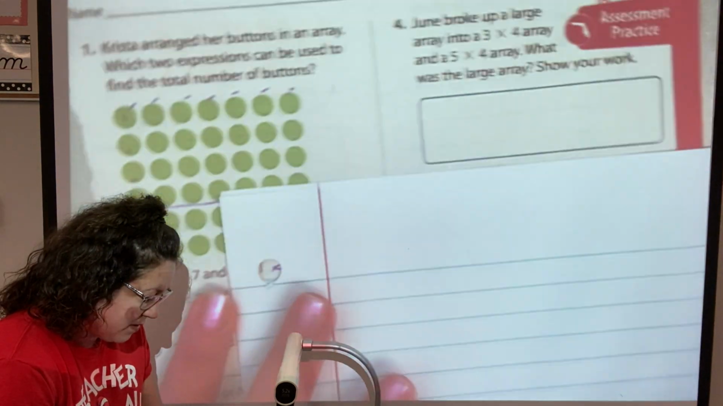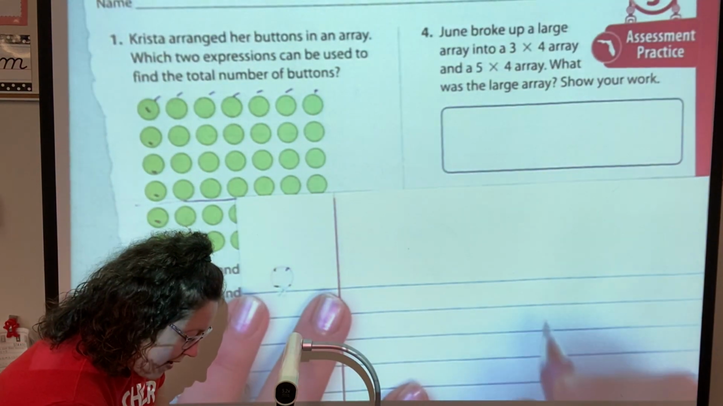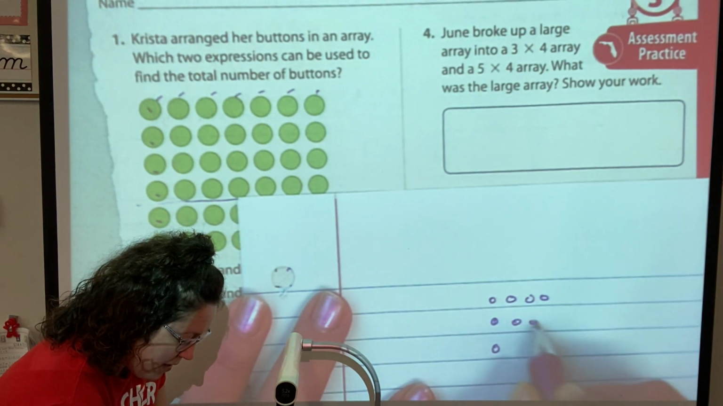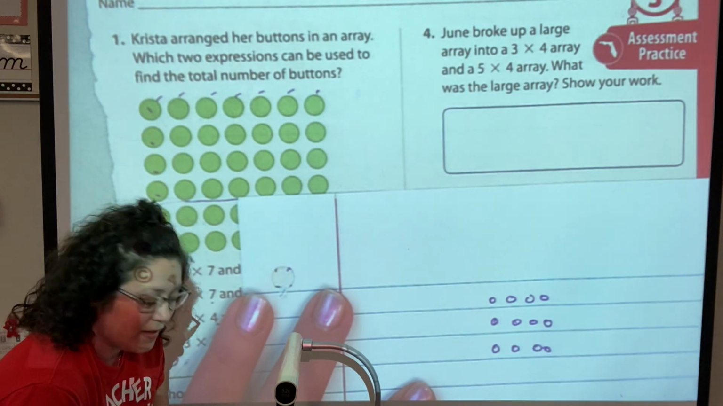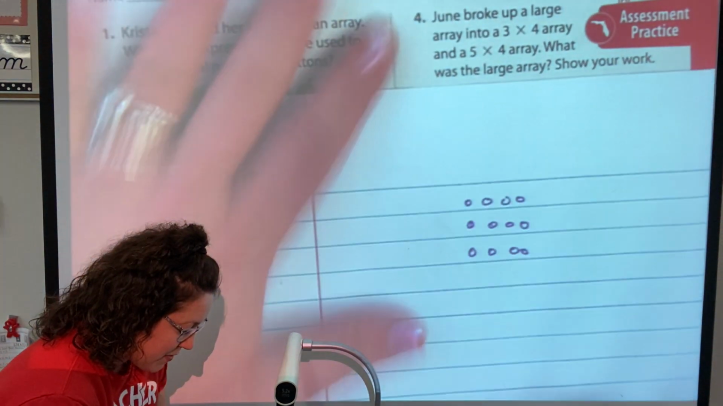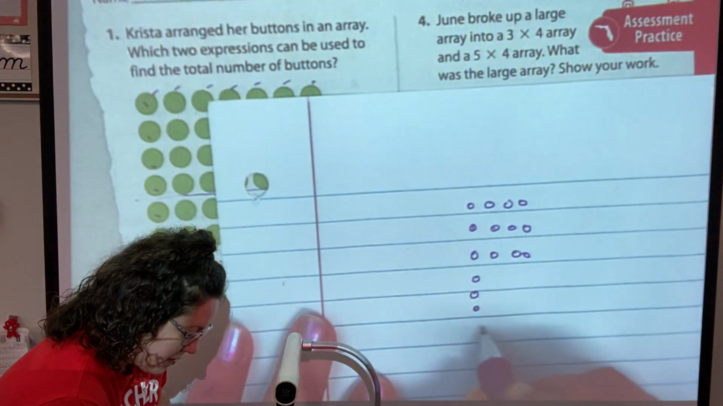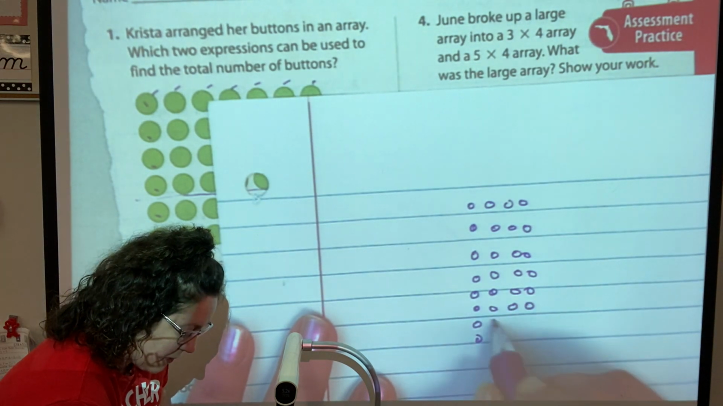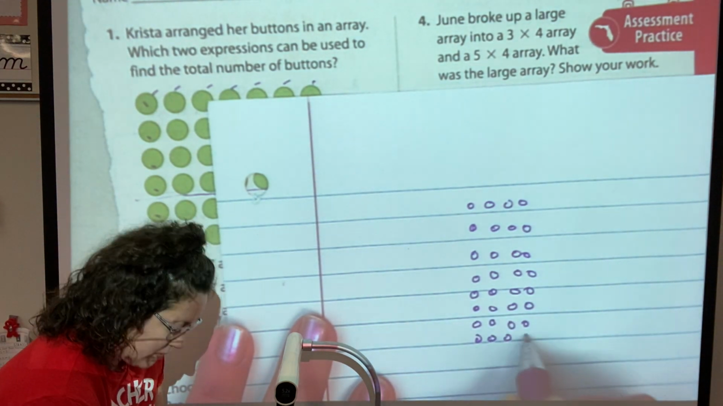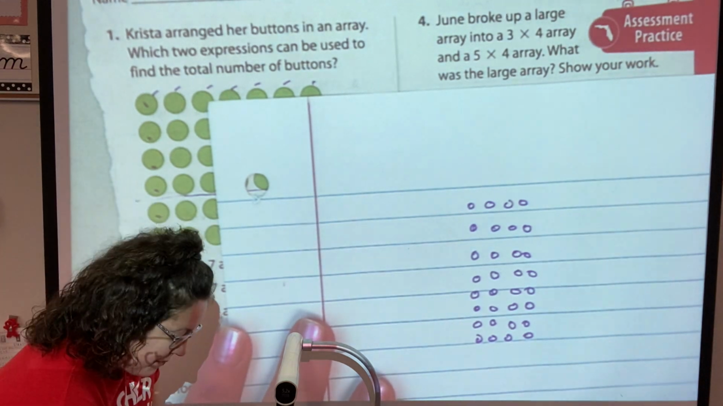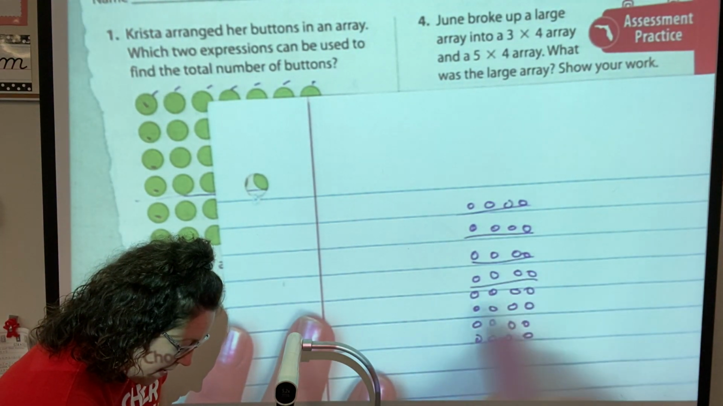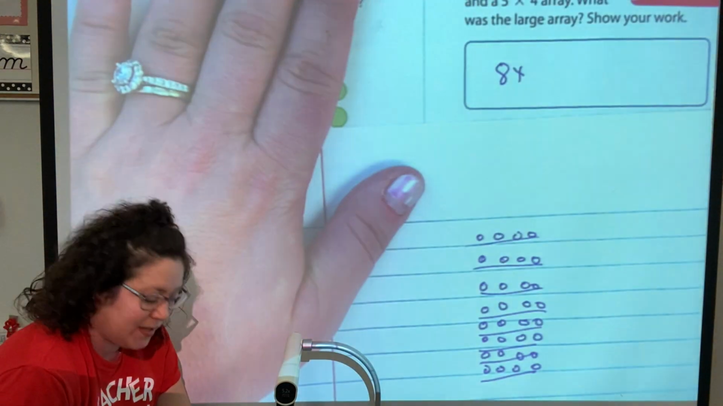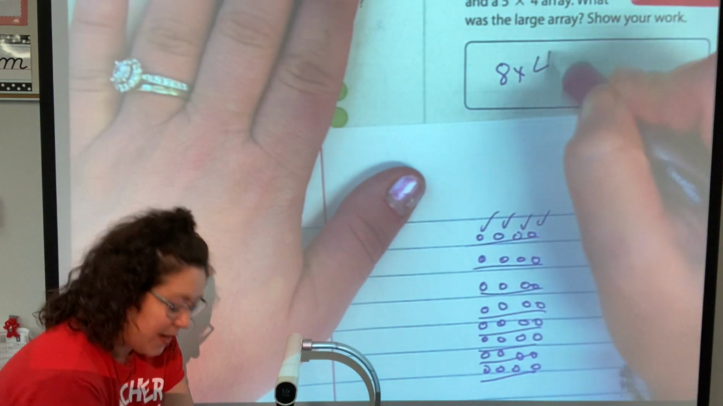So she said, broke it into 3 times 4, 3 rows, 4 in each row, okay? And 5 times 4, 5 rows, 4 in each row, yep. Now I can just count them. 1, 2, 3, 4, 5, 6, 7, 8 times how many in each row? 1, 2, 3, 8 times 4.